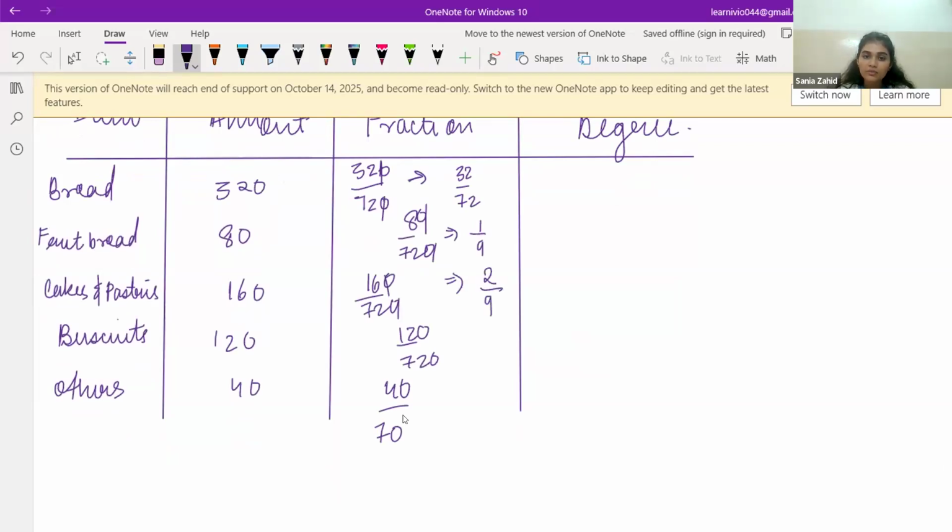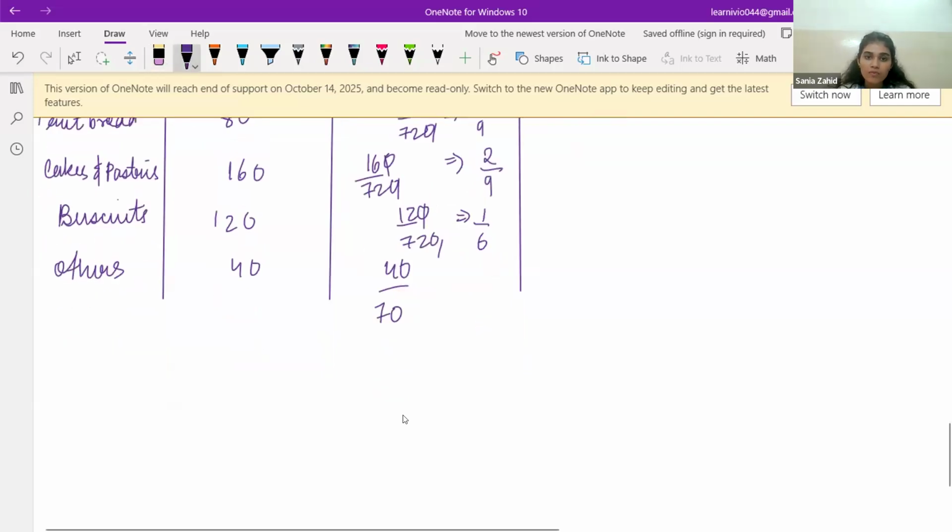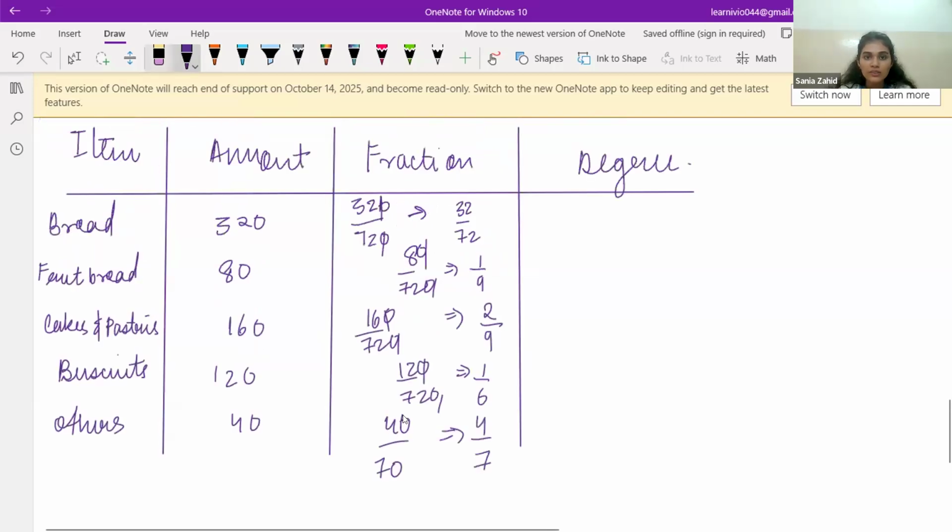2 by 9, 1 by 6, 4 by 7. Okay, 32 and 32 also we will simplify, only way to get 8 into 9 times 8 into 4. Okay, now children, this is the simplified fraction that I've written.